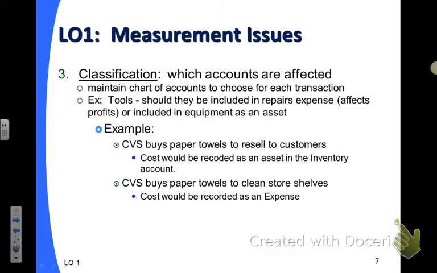Another example is if you have a company, say like CVS, and they buy paper towels and they're going to sell those paper towels to customers. Would those be considered inventory, or would those be considered assets that they're going to use in their business? If they were going to be using them in their business, then those would be considered some sort of supply or asset on their books, in a long-term asset category. Whereas if they're going to be reselling them to customers, those paper towels are something they're going to categorize in their inventory. Okay, so two different categories of assets.